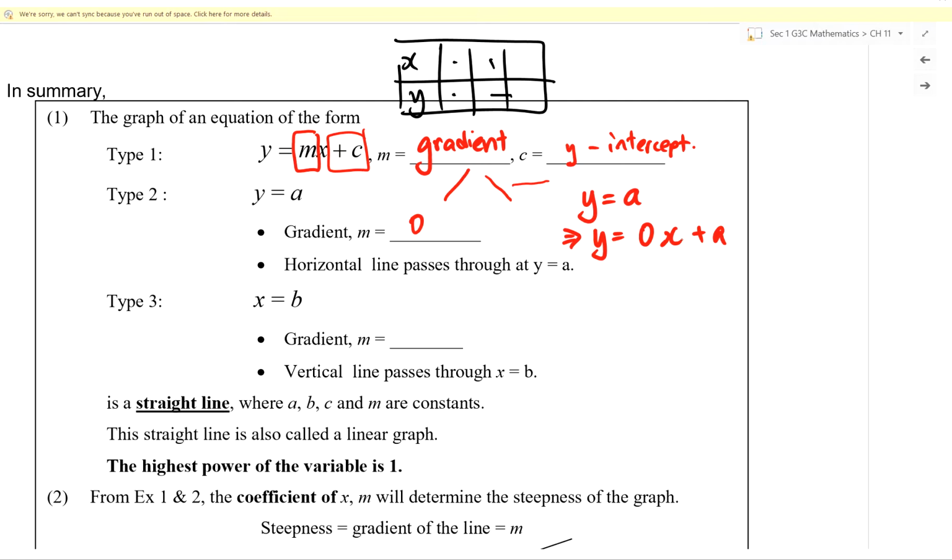The final type is our vertical line, x equals b. The gradient is undefined.